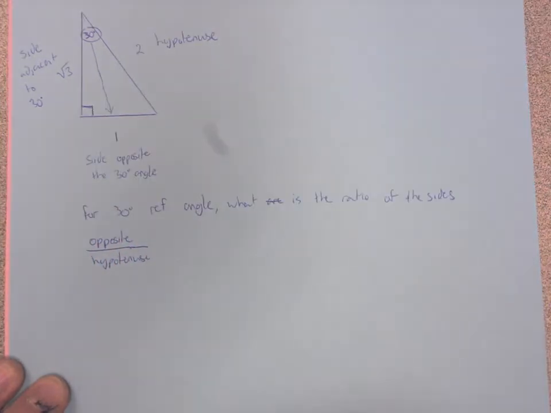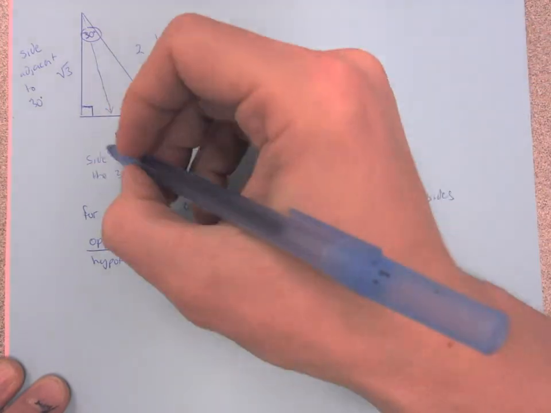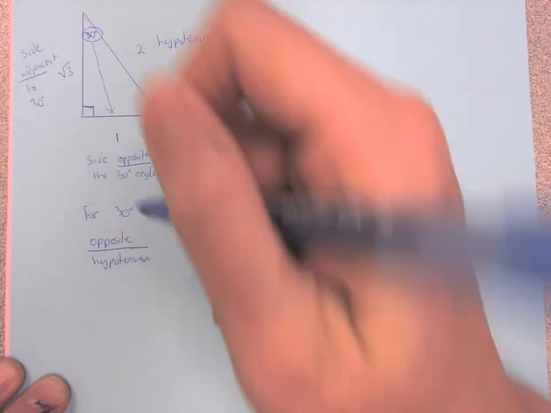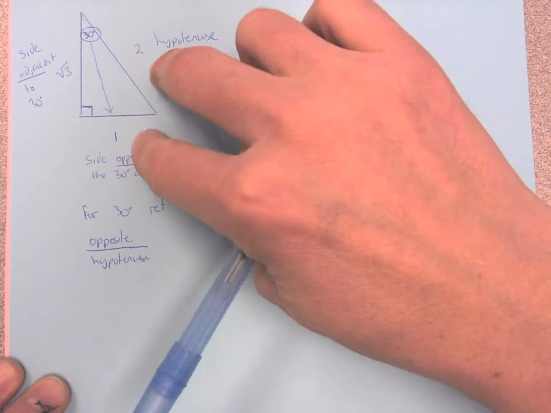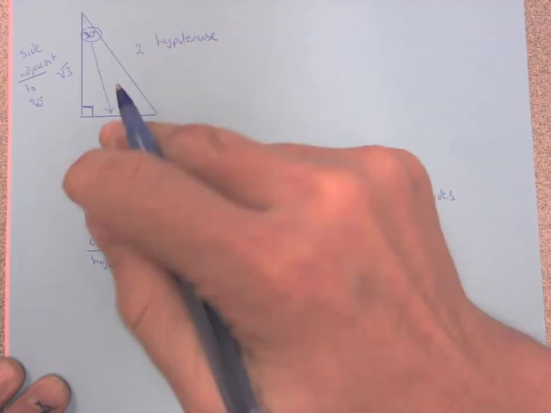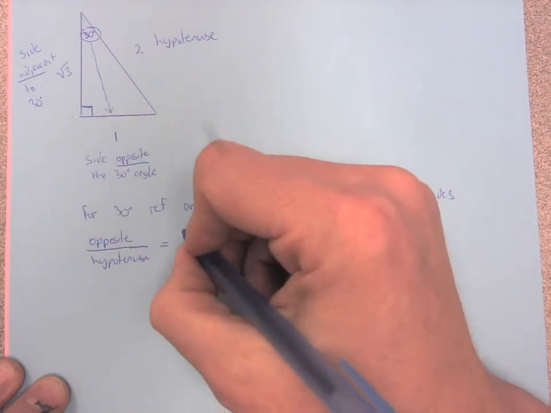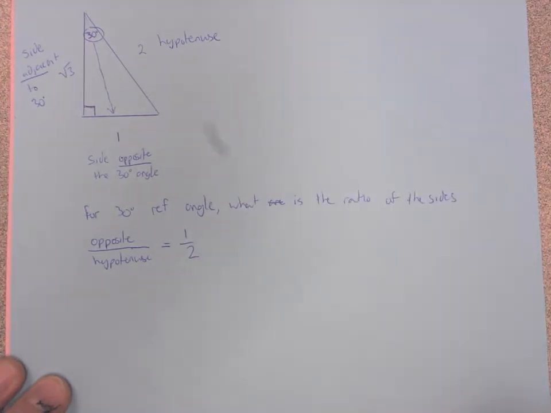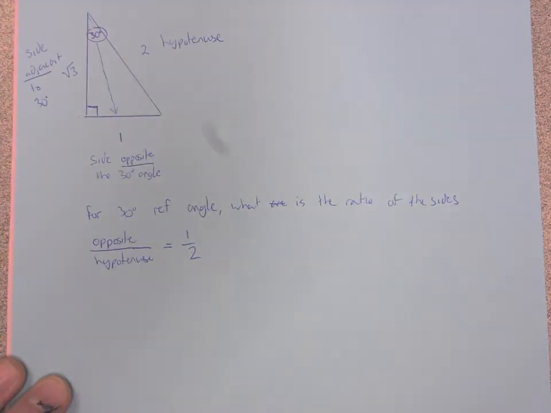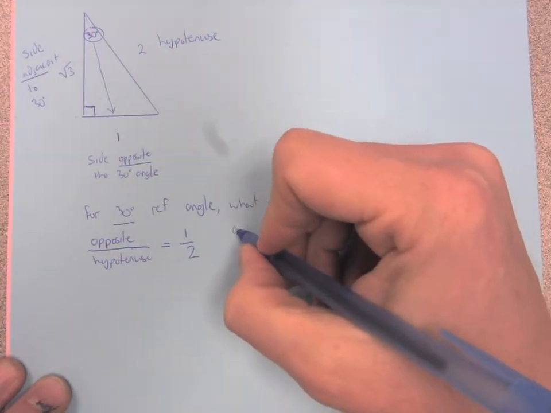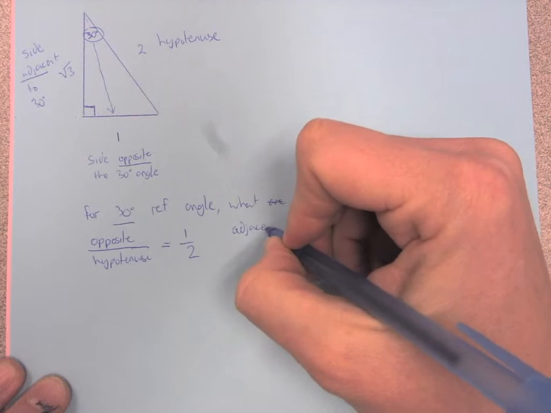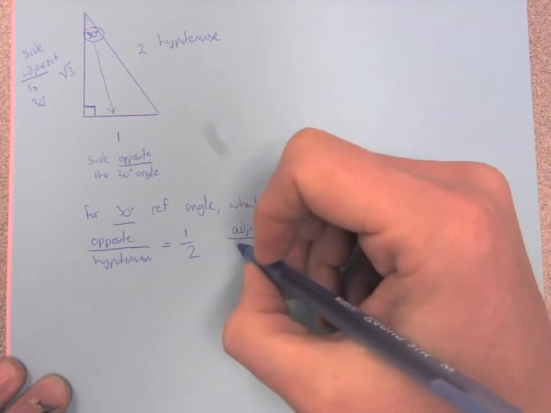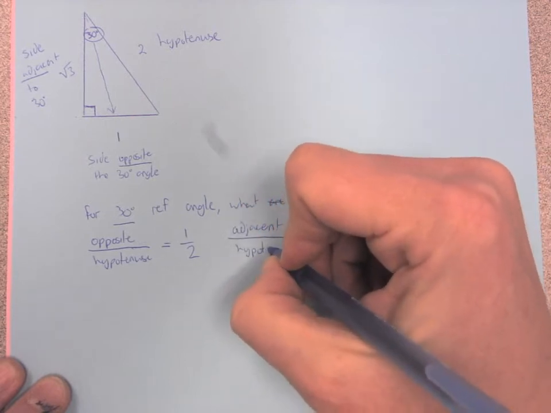In reference to this 30-degree angle, this is the opposite side. Opposite over the hypotenuse, we're comparing these two lengths. The ratio of those two sides, opposite to hypotenuse, will be 1 to 2. In other words, the hypotenuse is 2 times bigger than the side opposite the 30-degree angle. This is all based on the 30-degree angle. We also might want to find the ratio of the adjacent to the hypotenuse.